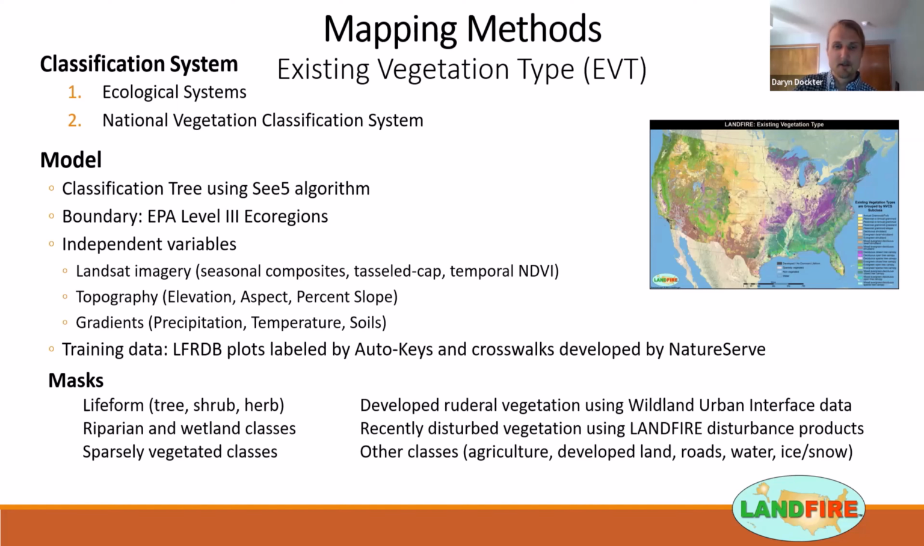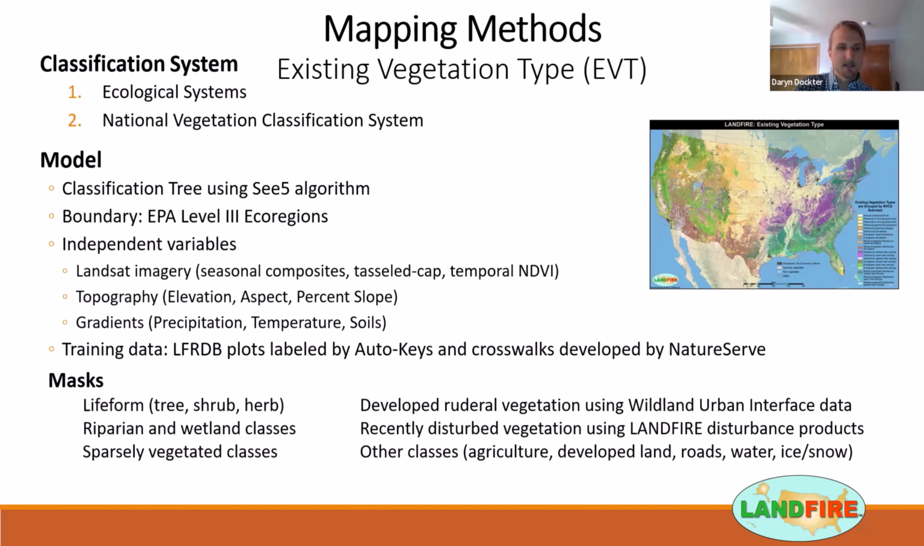And then other plots are manual that don't have enough information for those AutoKeys. They require species cover information, but sometimes a lot of plots don't have exact information in the format for those AutoKeys. And so hundreds of thousands of plots were also manually crosswalked by NatureServe. So a lot of work goes into labeling each of the plots to the type for us to use in the modeling process.